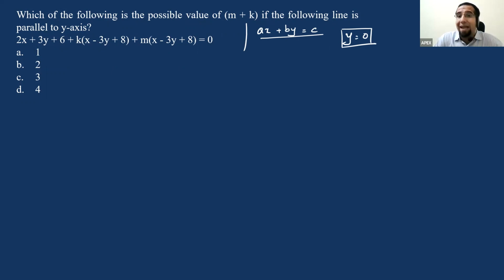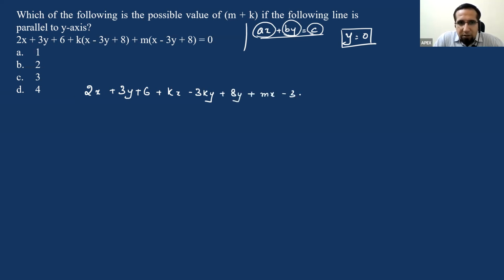Do you know this formula? If yes, enter. If you do not know it, leave this question. If you know it, then your job is to convert this in the form of a times x plus b times y is equal to c. So what do you have here? You have 2x plus 3y plus 6 plus another kx minus 3ky plus 8y plus another mx minus 3my plus 8m is equal to 0.